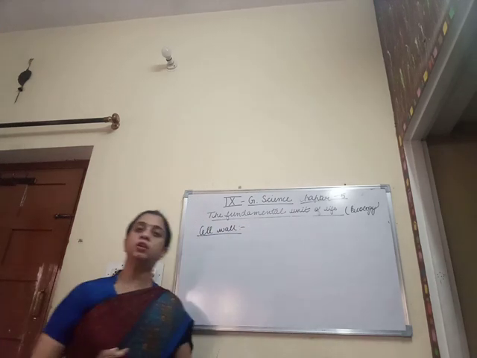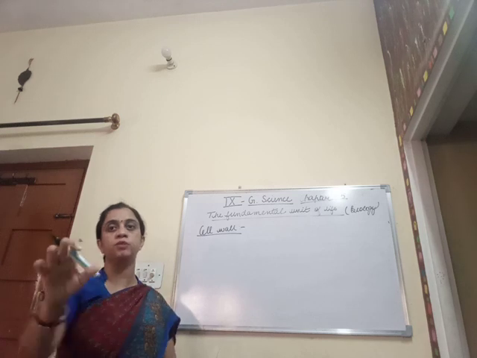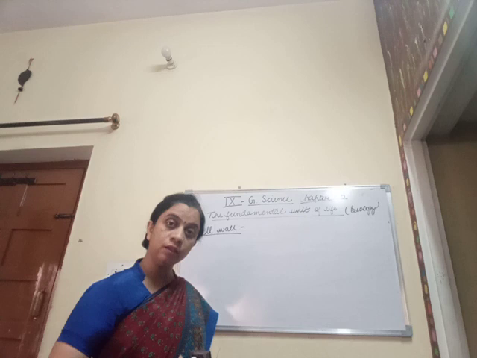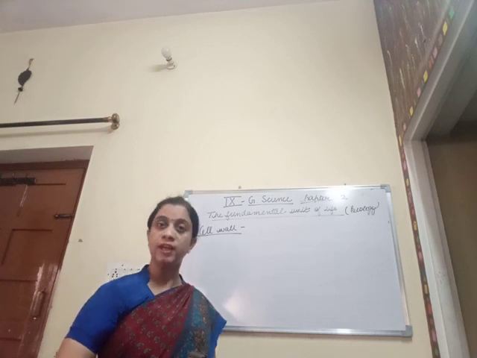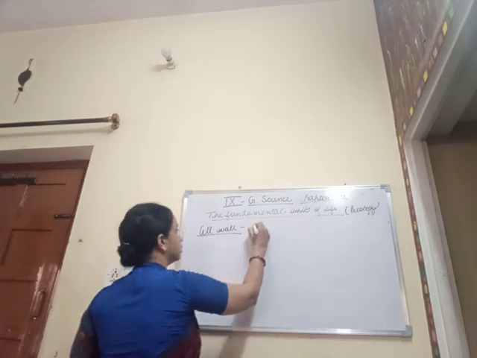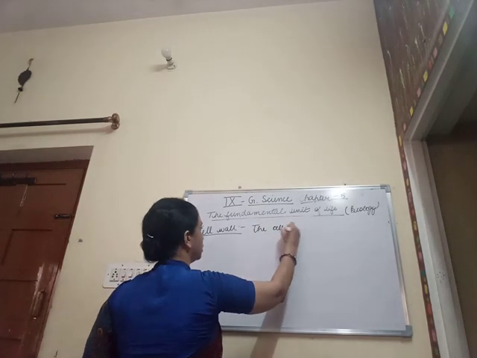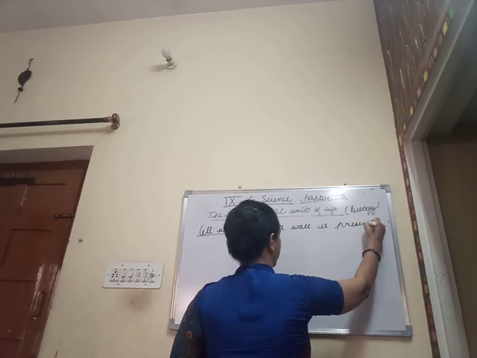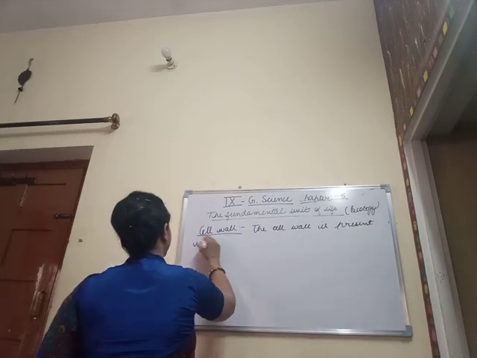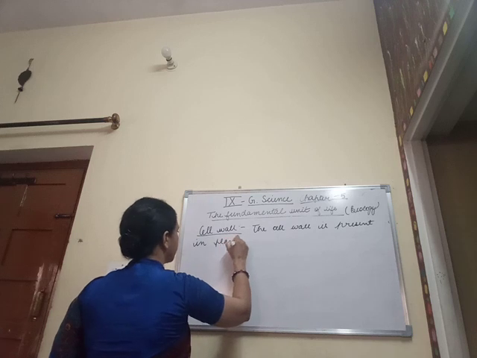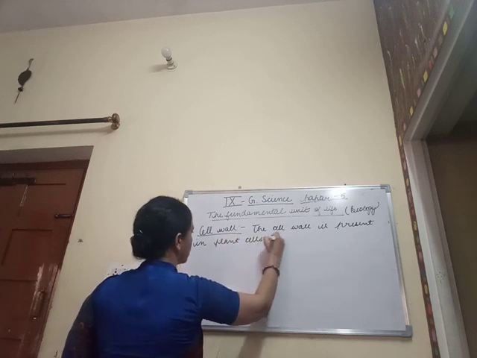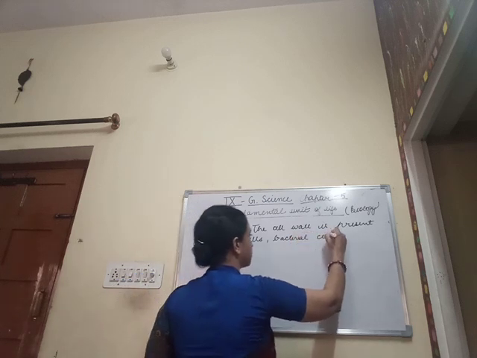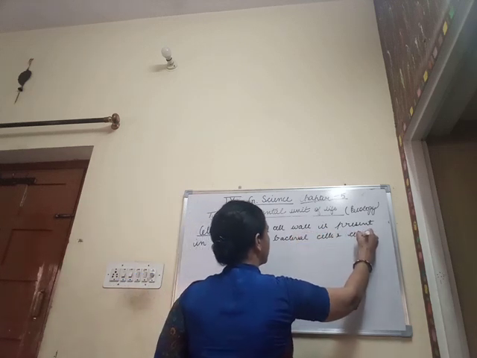Cell wall, as we all know, is not present in all types of cells. It is not present in animal cells, but it is very much present in plant cells, the cells of fungi and bacterial cells. The cell wall is present in plant cells, bacterial cells and cells of fungi.